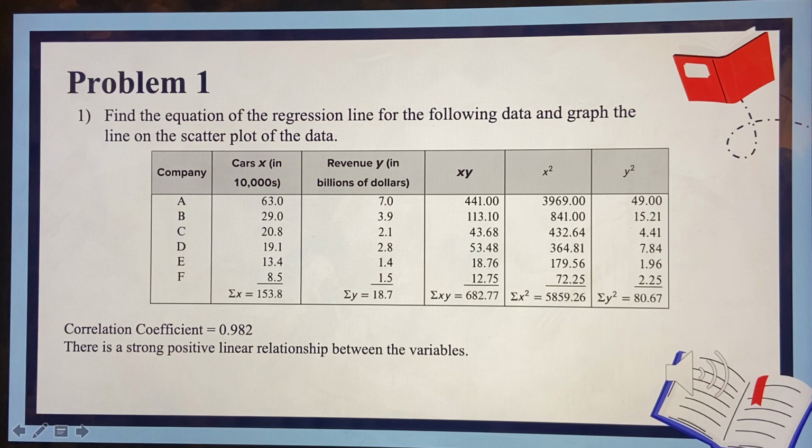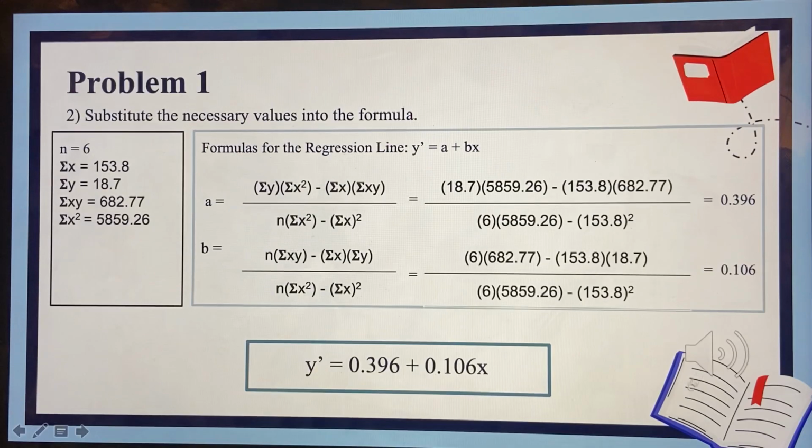For our first problem, we want to find the equation of the regression line for the following data, for cars in 10,000s and revenue in billions of dollars. So we put the values into their respective columns and find x, y, x squared, y squared, and find their sums. Then the values are substituted into the formula, and we find our values of A and B, and ultimately we see that the equation for this regression line is y prime equals 0.396 plus 0.106x.